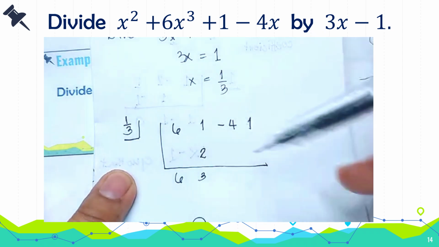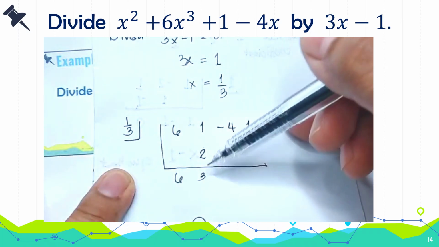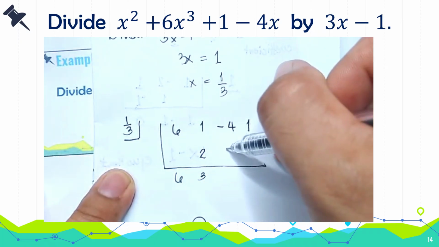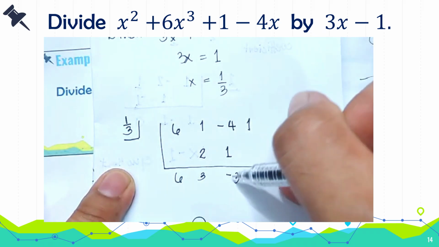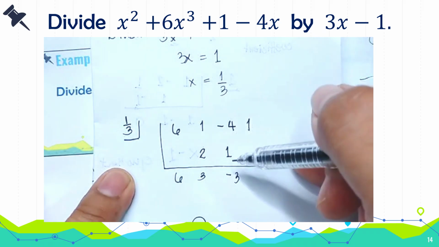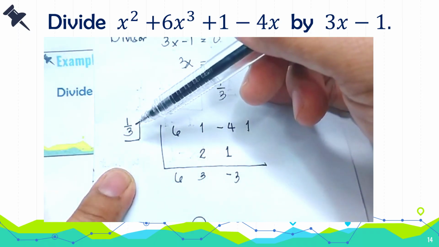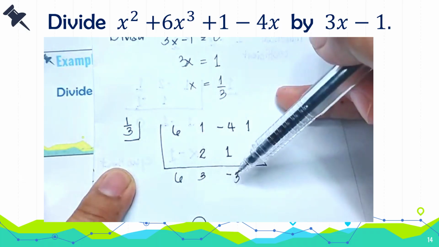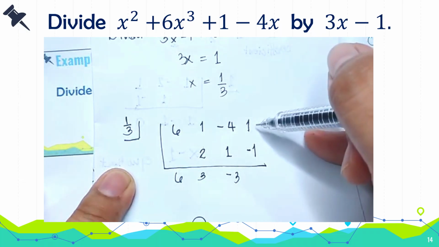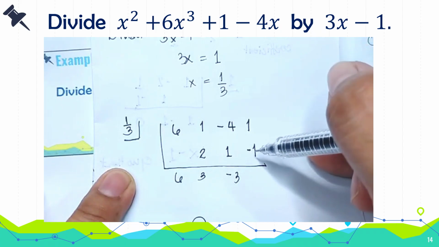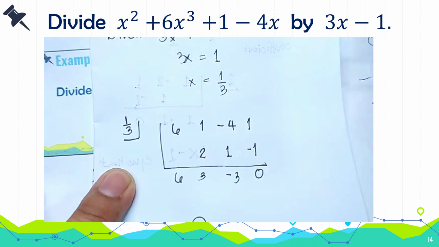Let's proceed. We will have 1/3 times 3. That is 1. Add. We will have negative 3. Negative 4 plus 1 will give us negative 3. Proceed again. 1/3 times negative 3 will give us negative 1. 1 plus negative 1 will give us 0. So our remainder here is 0.